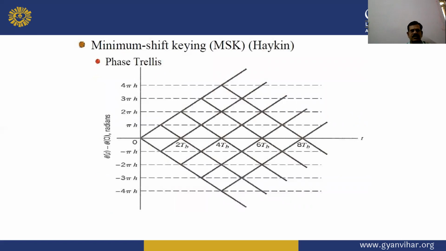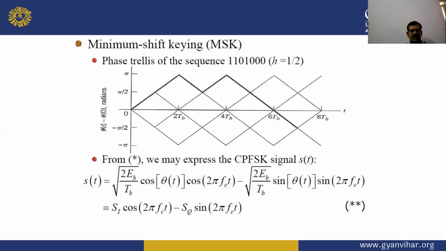Now there is minimum shift keying, MSK, with its phase trellis, and these are represented in this graphical representation between different values of h and the different time durations of Tb. Now this is the phase trellis of the sequence 1 1 0 1 0 0 for h equal to 1/2.